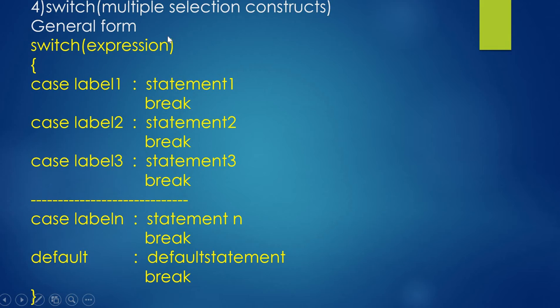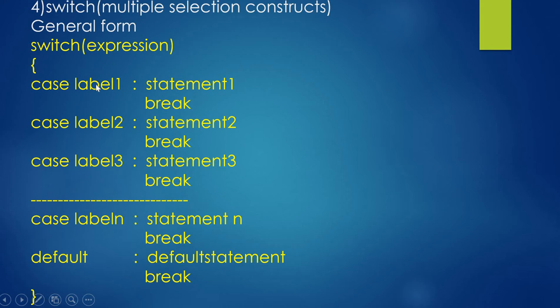SWITCH, switch in brackets expression. Then one opening bracket is there, and the last closing bracket is also there. Then case label 1, statement 1, break. Between label 1 and case, one space is there. Case label 2, statement 2, then break, case label 3, statement 3, break, and so on. Case label n, statement n, break, default statement, break. See, this is the general form of switch statement.